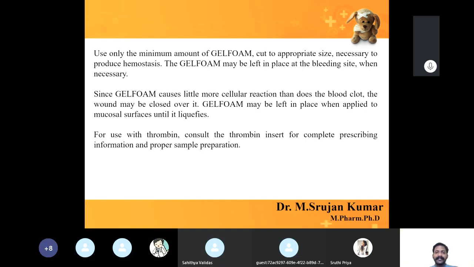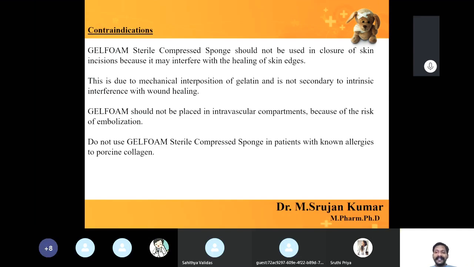For use with thrombin, consult the thrombin insert for complete prescribing information and proper sample preparation. Even when you apply this gel foam and are not able to stop the bleeding, ultimately you need to shift to an alternative called thrombin. The marketed formulations are called thrombin inserts. To understand thrombin better, you can check online literature and gain some idea. But as of now we are dealing only with the absorbable gelatin sponge. We are confined to gel foam. Next heading is contraindications.